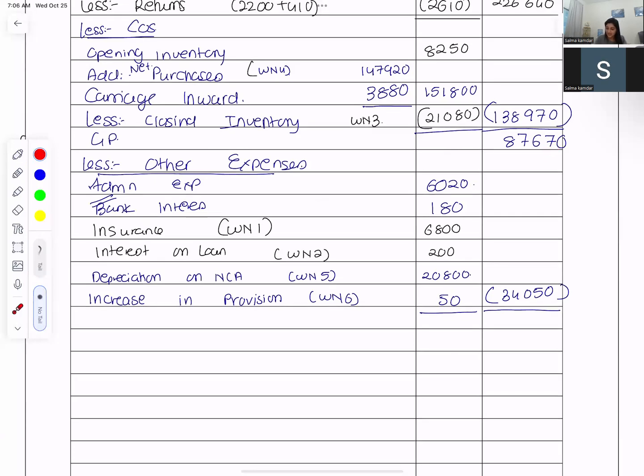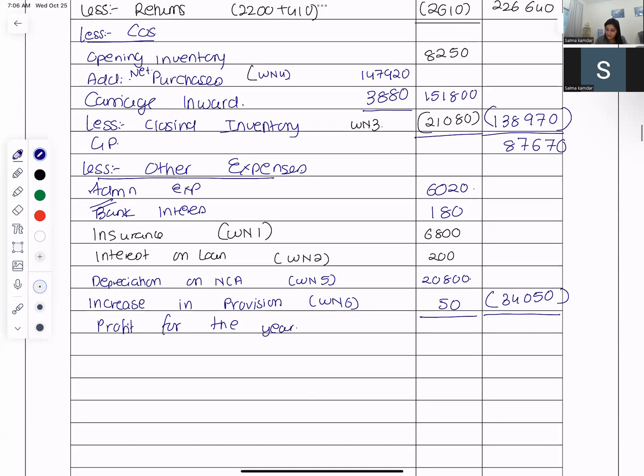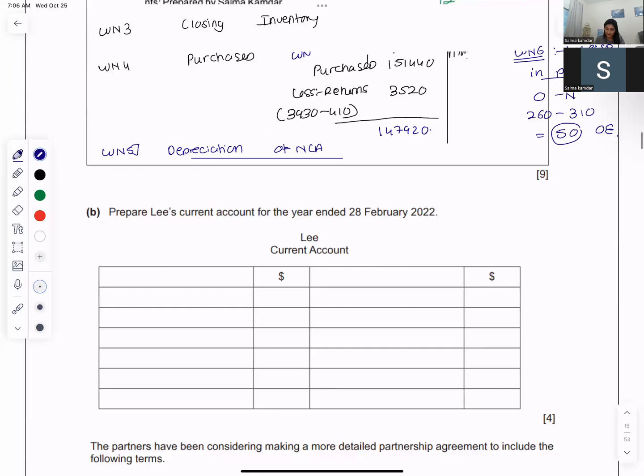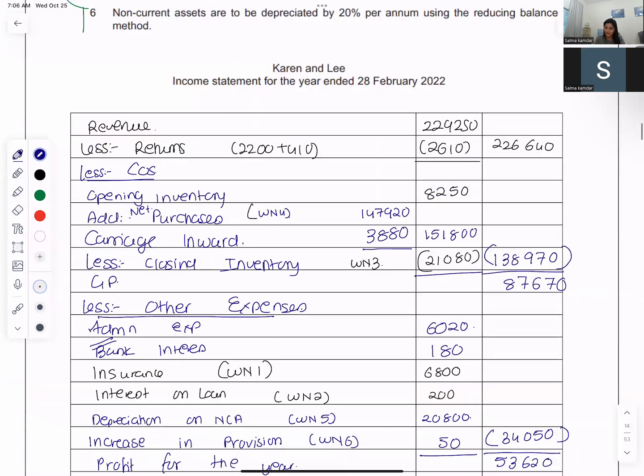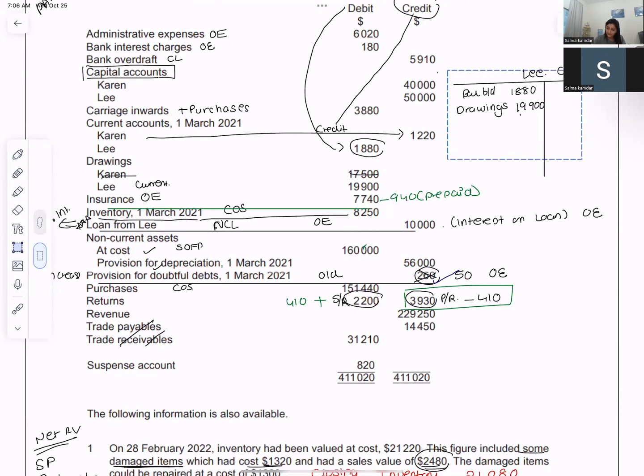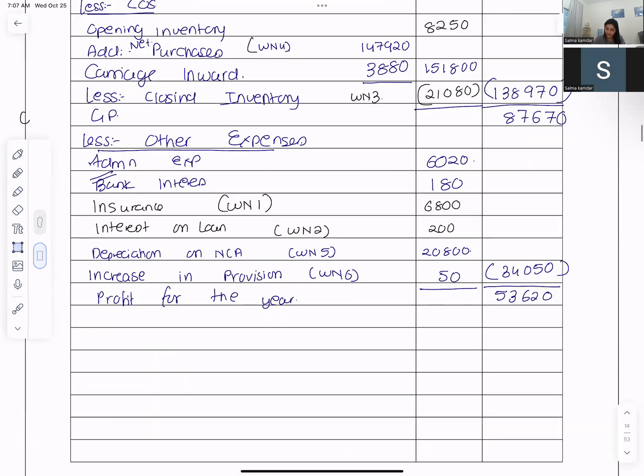From your gross profit, when you subtract your other expenses, what you get is profit for the year, and your profit for the year is 53,620. So this is what we've done. Now they want Lee's current account. Whatever details we had for Lee's current account from the trial balance, we had already put over here.